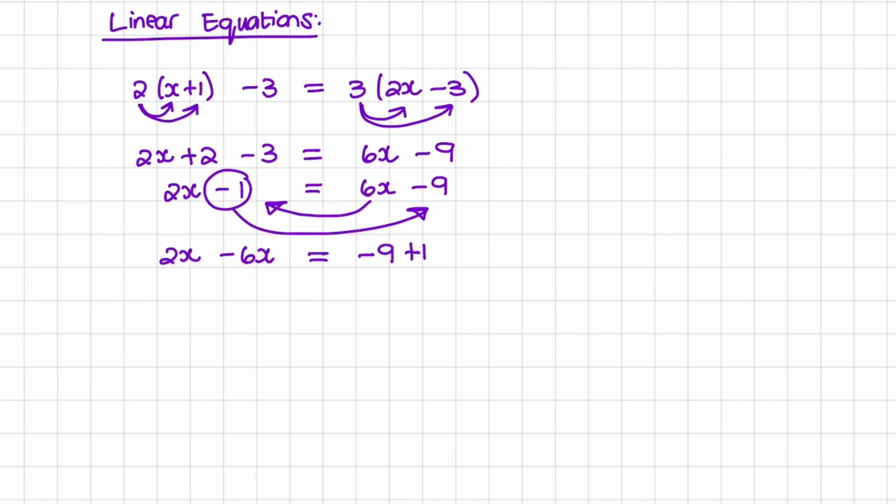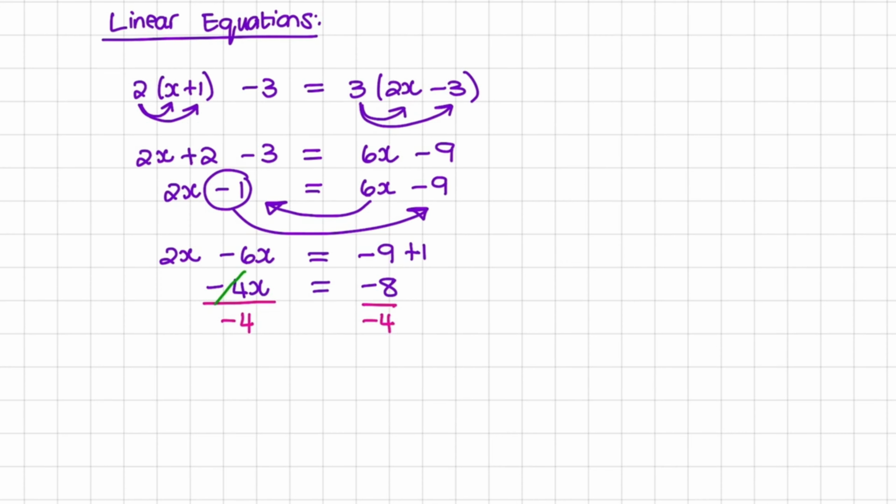So 2x minus 6x is negative 4x. And that is equals to negative 9 plus 1, which is negative 8. So in order to solve for x, I'll divide both sides by negative 4. So I'm dividing by the coefficient of x.